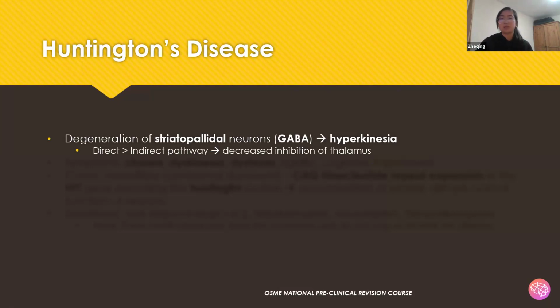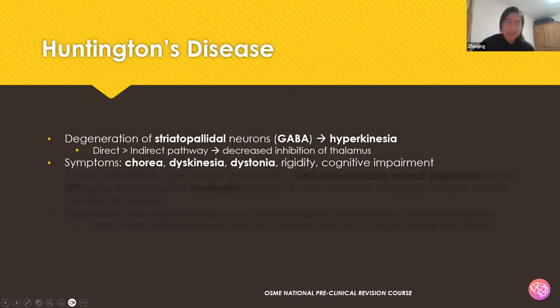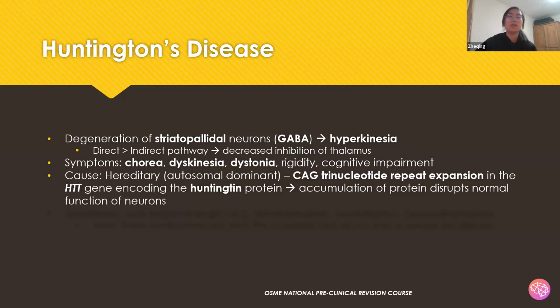Yeah, versus dopamine, which is the opposite. And they affect striatal pallidal neurons, which are the neurons between the striatum and the globus pallidus. And you have hyperkinesia. So chorea, dyskinesia, dystonia, and also some rigidity and cognitive impairment as well. And the gene that is involved is the HTT gene encoding Huntington protein, and it's the CAG trinucleotide repeat expansion, which I think all of you know.